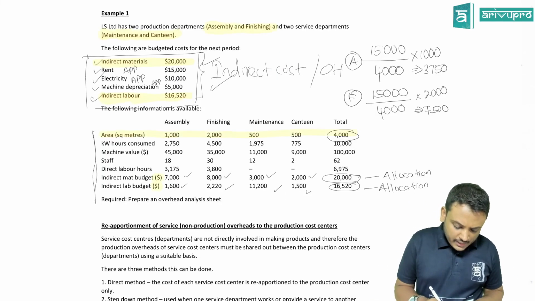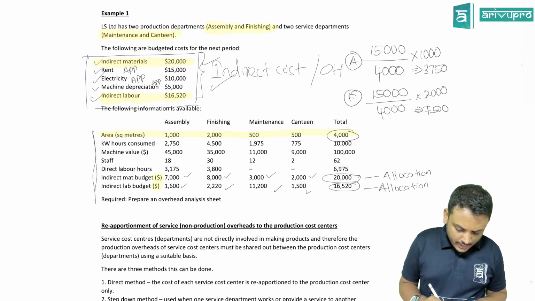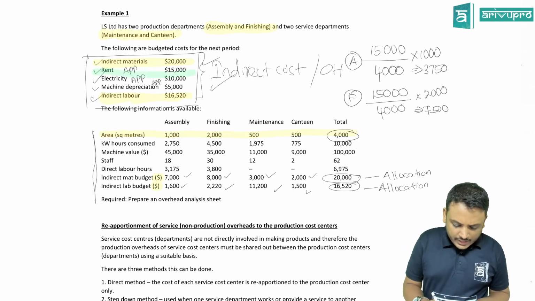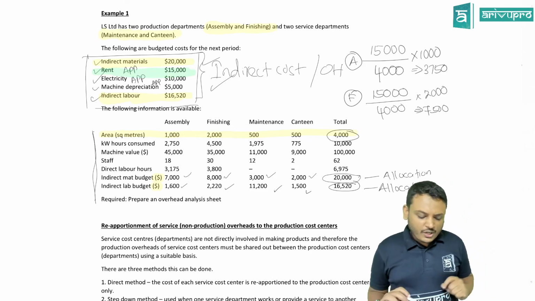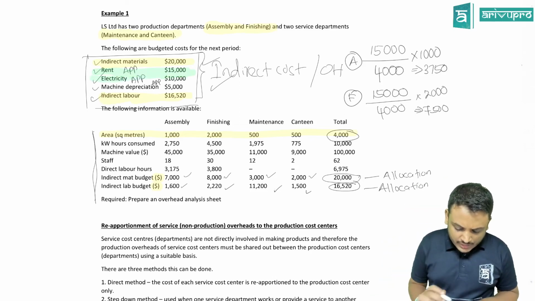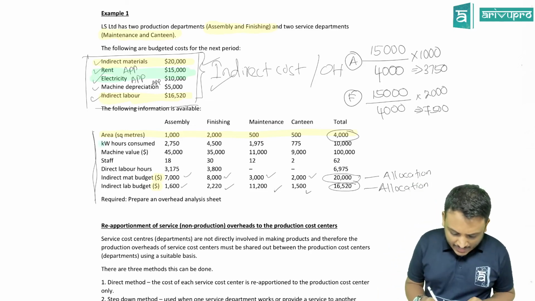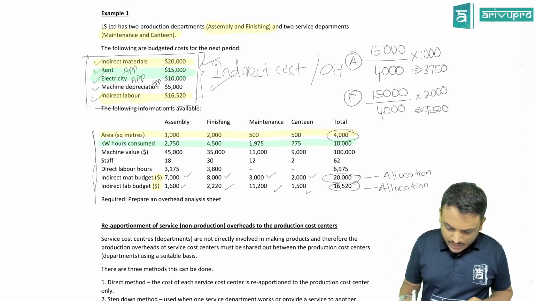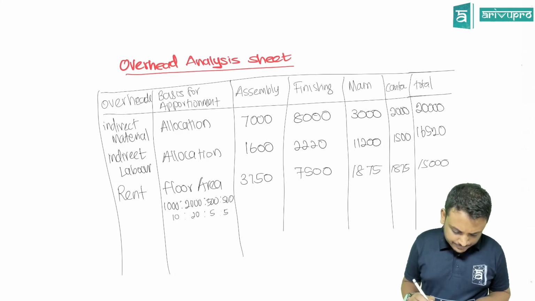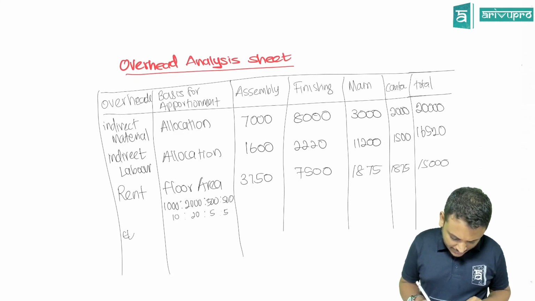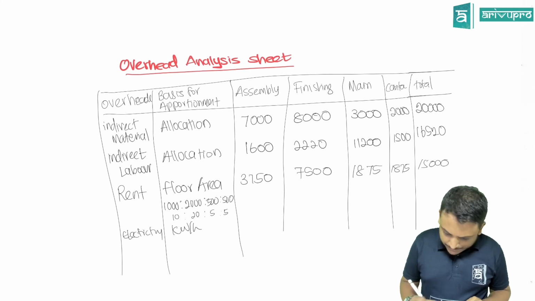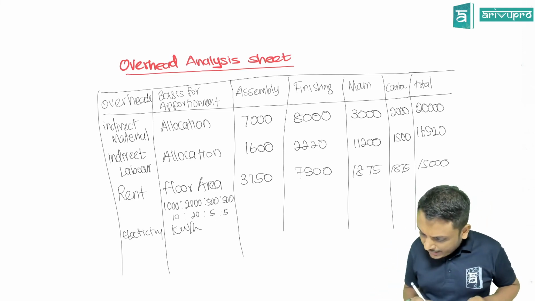Next one. Rent is also done. I'll mark apportionment in green color. What is the next cost? Electricity. How much? 10,000. So electricity, what is the basis? Exactly, the kilowatt. Right? So let's take electricity. Kilowatt per hour.